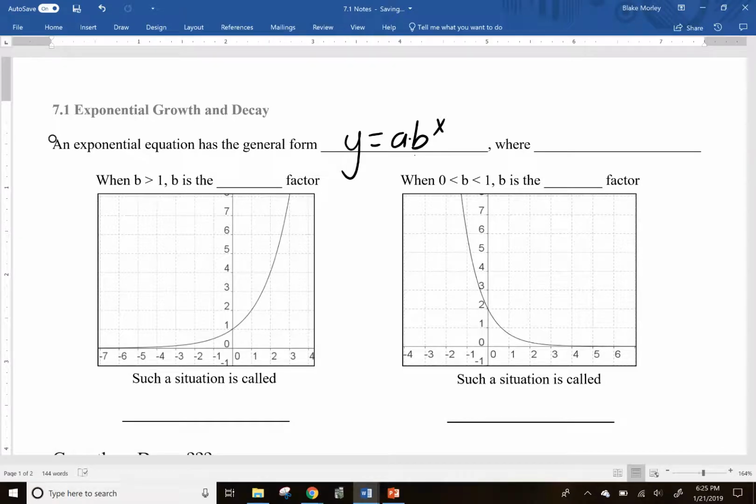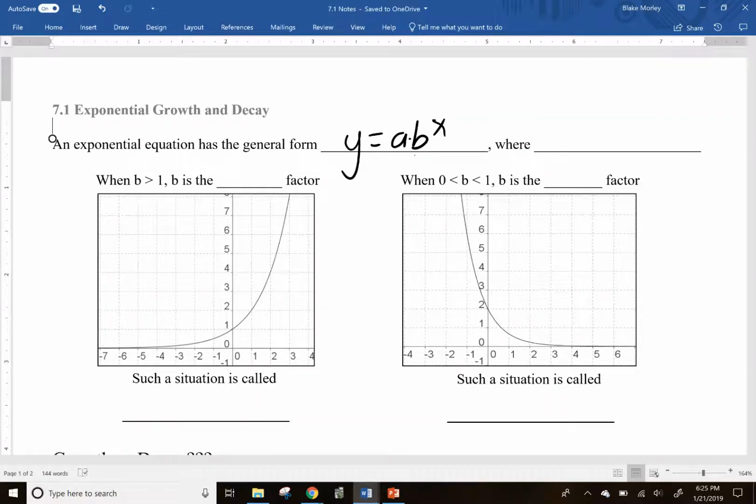x power. And the thing that makes an exponential equation is the fact that x, our variable, is an exponent. It's not like x to the second, where x is normal and the exponent is 2, or x to the third, or x to the fourth. It's actually x that is the exponent. The variable is the exponent, which is why it's called an exponential equation.